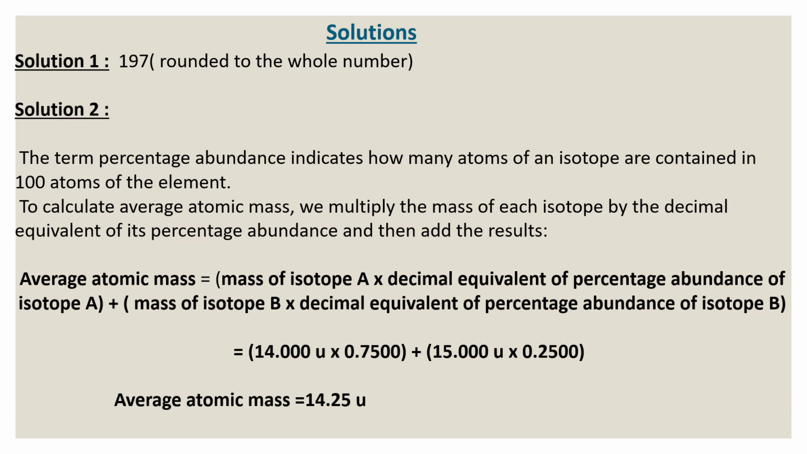Average atomic mass is equal to the mass of isotope A, which is 14.000 u, multiplied by the decimal equivalent of the percentage abundance of isotope A, which is 0.7500, plus the mass of isotope B, which is 15.000 u, multiplied by the decimal equivalent of the percentage abundance of isotope B, which is 0.2500. Then our answer is average atomic mass equal to 14.25 u.